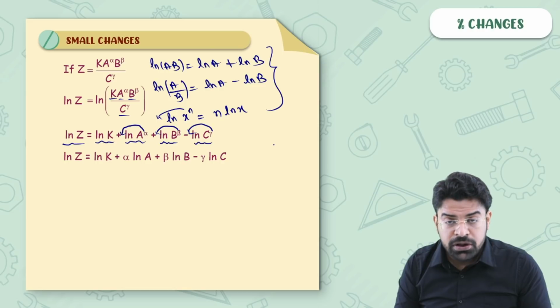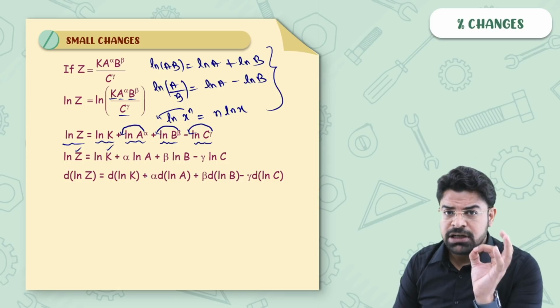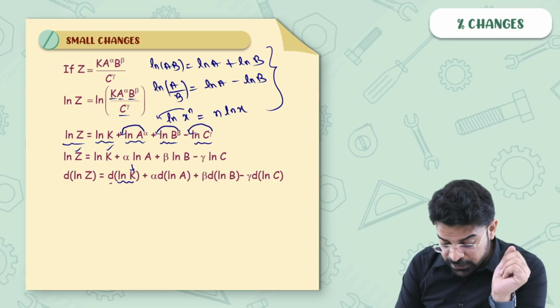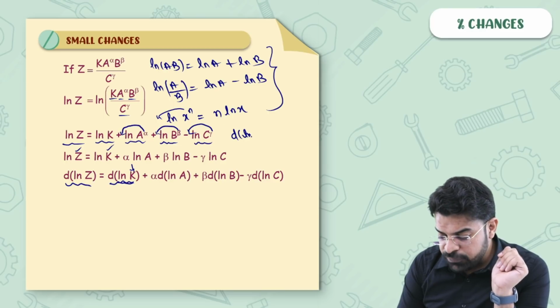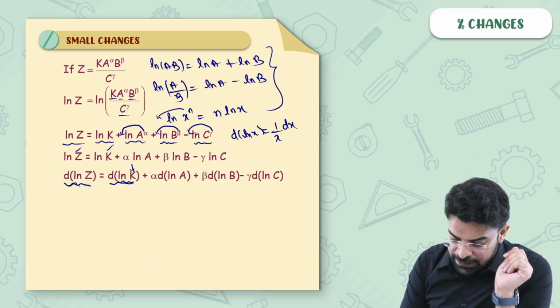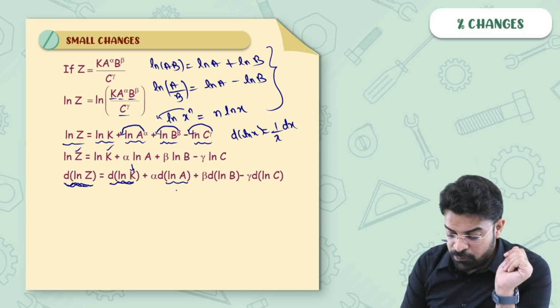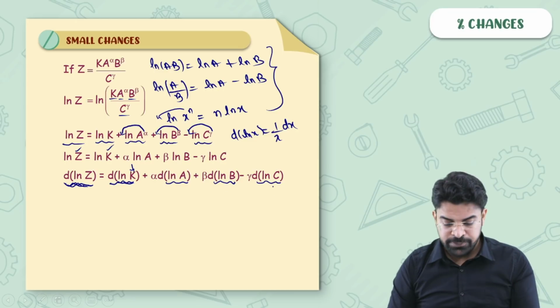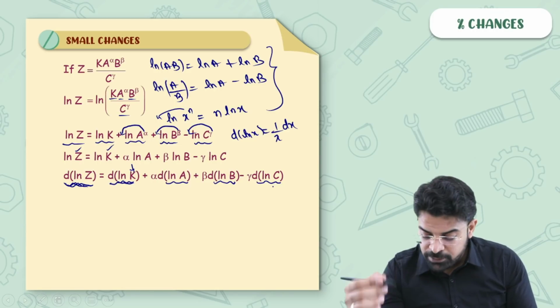Now, differentiating each term, we will say that differentiation of ln Z equals differentiation of ln k. What is the differentiation of any constant? Since k is a constant, ln k is also a constant, and differentiation of any constant is 0. Differentiation of ln x is 1 by x dx. So differentiation of ln Z will be 1 by Z dZ. Differentiation of ln A is 1 by A dA, of ln B is 1 by B dB, of ln C is 1 by C dC. If you have doubt over this, do wait for the video of differentiation to come up. That will be coming up in the next hours.